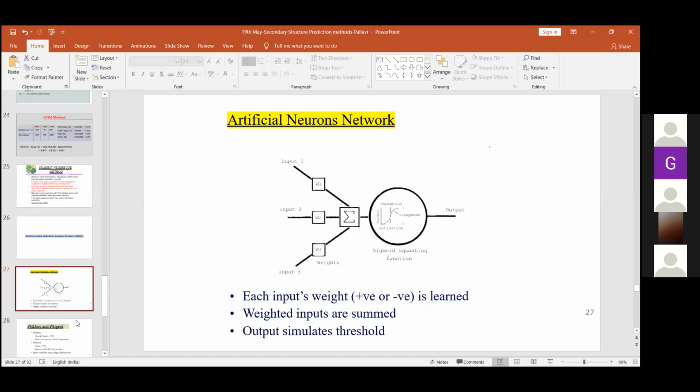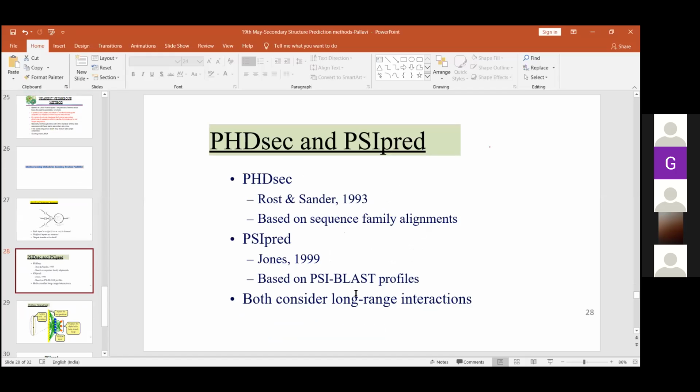So that's ANN. And the tools which are using ANN are Cypred, PhDSec. There are many others also, JPred. So Cypred is a tool which is based on the PSI-BLAST algorithm. BLAST, as ma'am must have told you, Roma ma'am, is used to find the homologs based on local similarity. So PSI-BLAST is position specific iterative BLAST, which is used to find distant homologs.